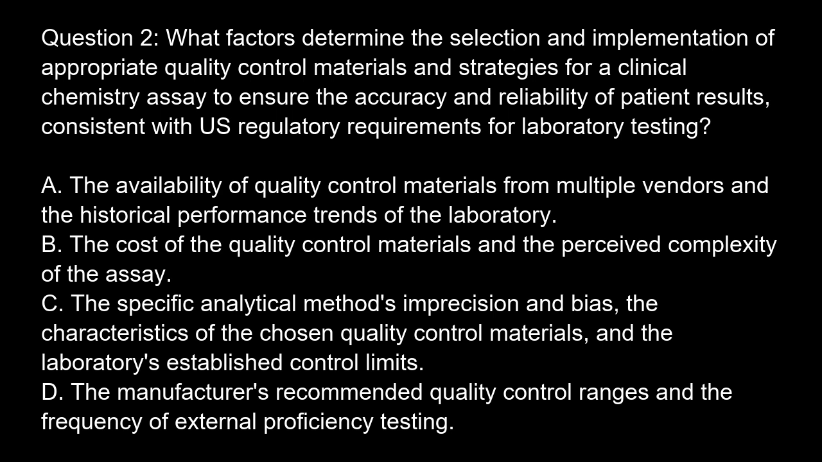Option C. The specific analytical method's imprecision and bias, the characteristics of the chosen quality control materials, and the laboratory's established control limits. Option D. The manufacturer's recommended quality control ranges and the frequency of external proficiency testing.